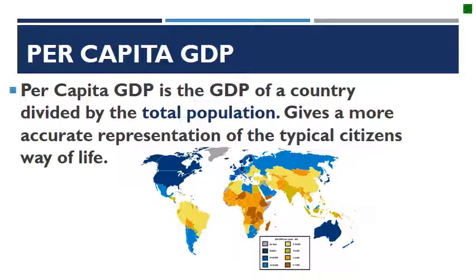When we're looking at human development, we're going to look at the per capita gross domestic product. And the per capita gives you the average GDP of a country divided by the total population. So you're able to get a better picture of how much the average citizen brings home during a year.